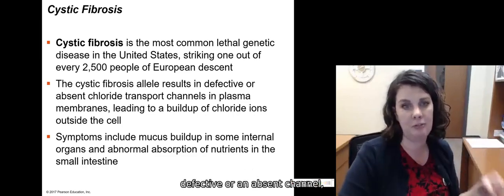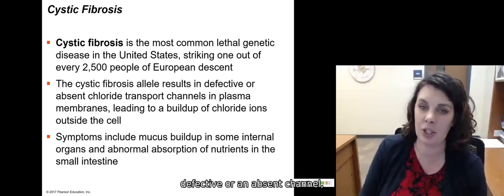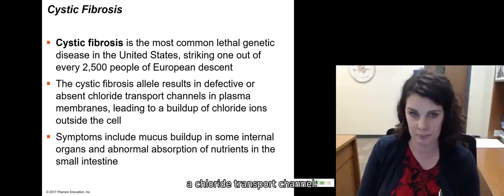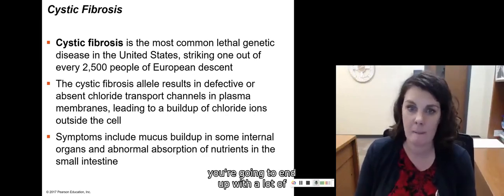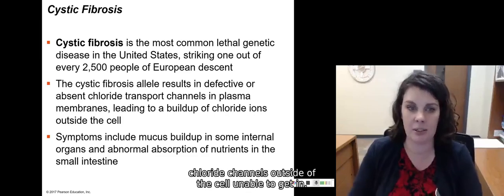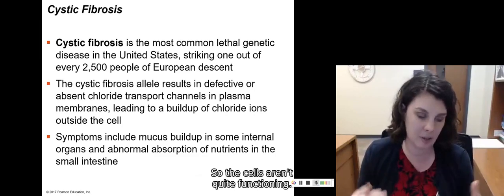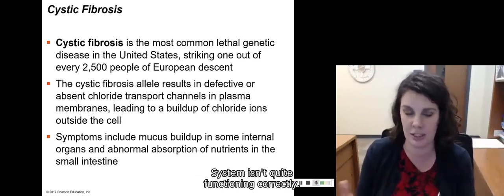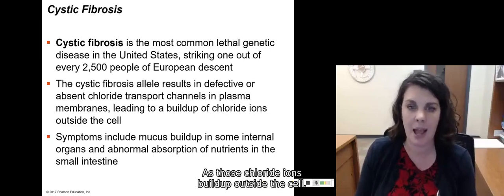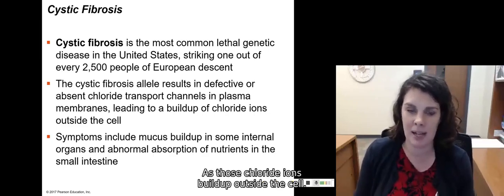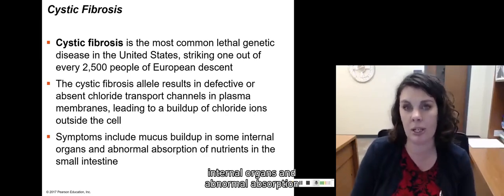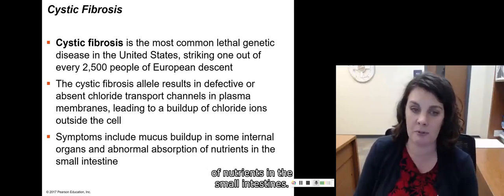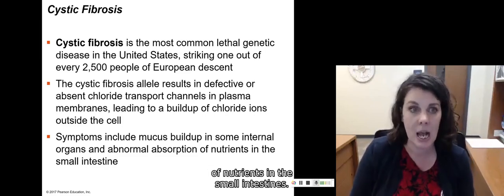The cystic fibrosis allele results from a defective or an absent chloride transport channel. Without this channel, or if you have one that doesn't work, you're going to end up with a lot of chloride outside of the cell, unable to get in. And since they're not able to get in, the system isn't functioning correctly. As those chloride ions build up outside the cell, some of the symptoms you end up seeing are mucus buildup in internal organs and abnormal absorption of nutrients in the small intestines.